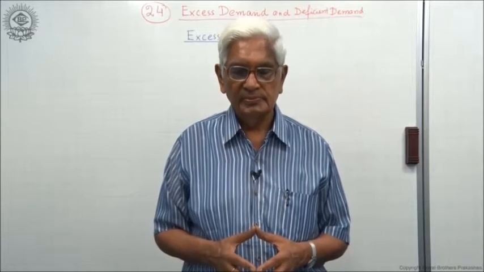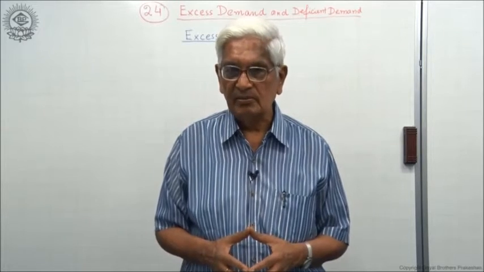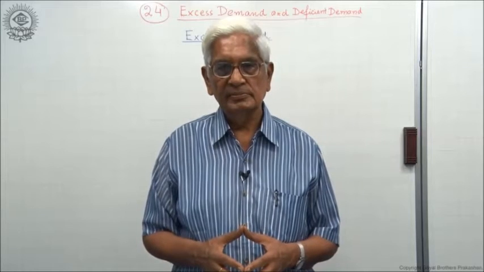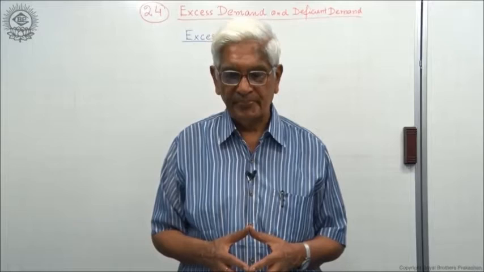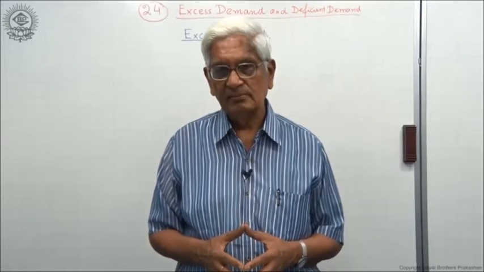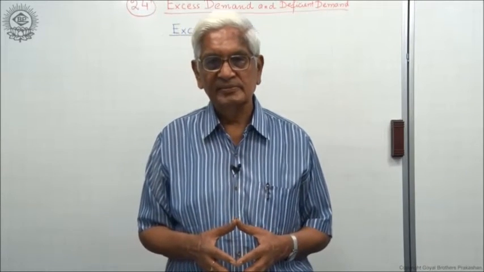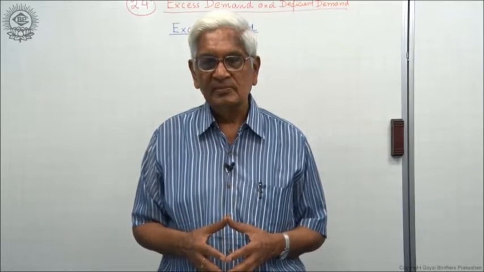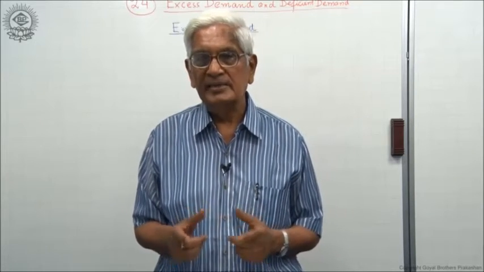We continue with theory of income determination. We will study one more aspect this time. We have seen in our earlier study what happens when aggregate demand is not equal to aggregate supply.